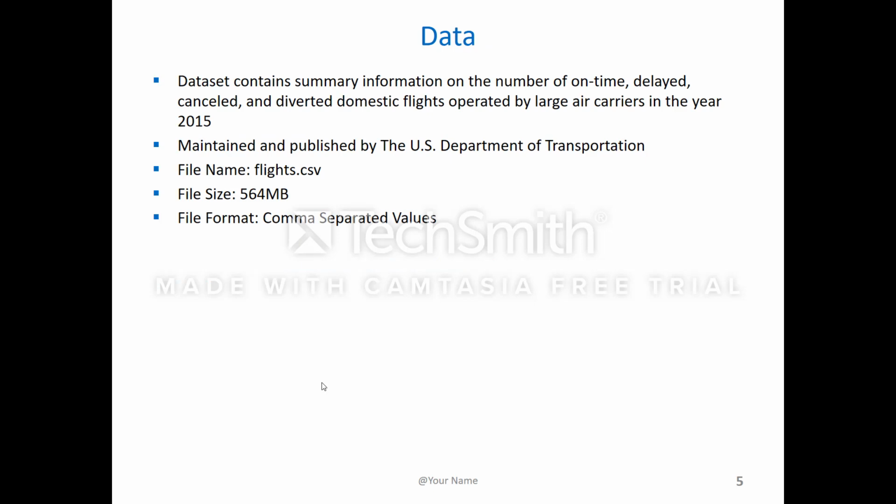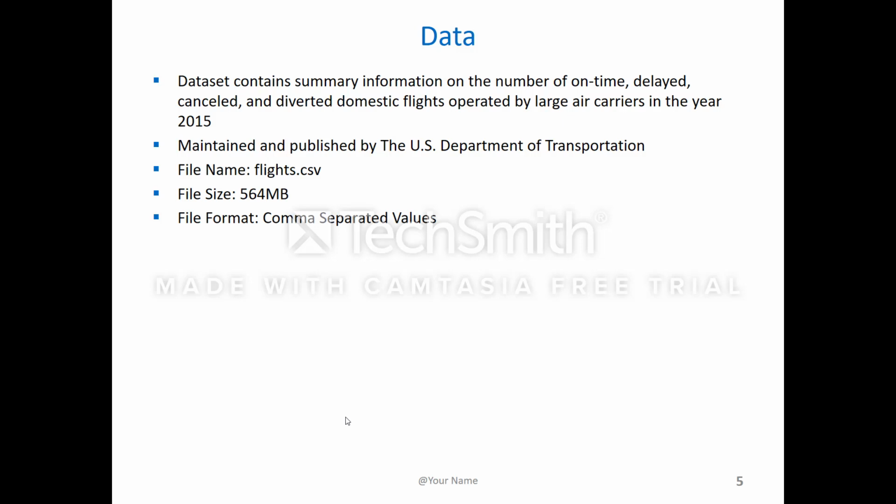So the data set that we're using is all flight information from 2015. Now this data is maintained and published by the US Department of Transportation, and I downloaded it from the Kaggle competition website. So the size of the file was about 564 MB, and I reduced it to about 6 MB.